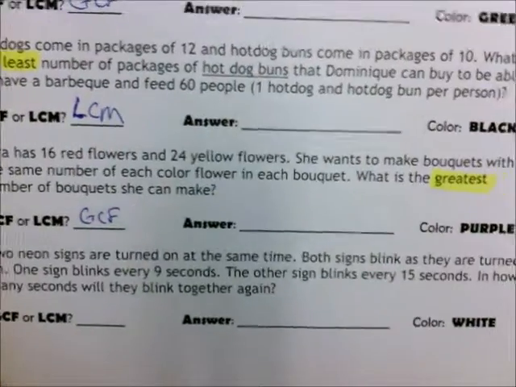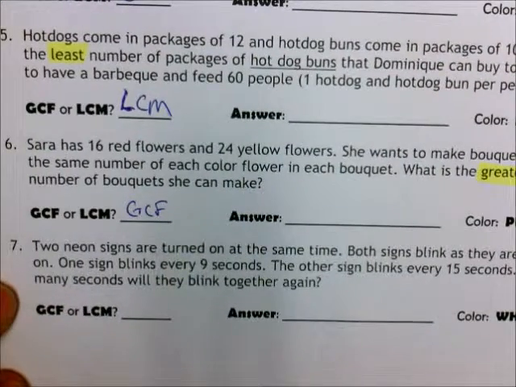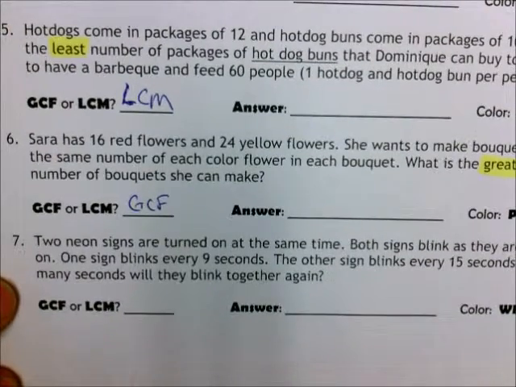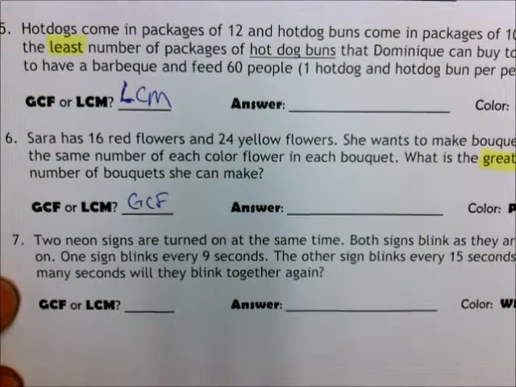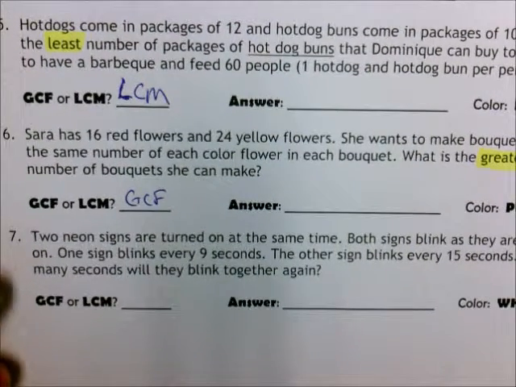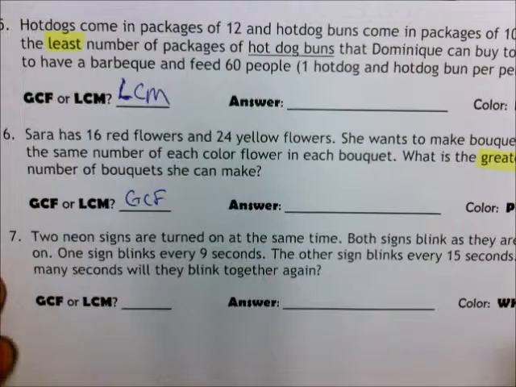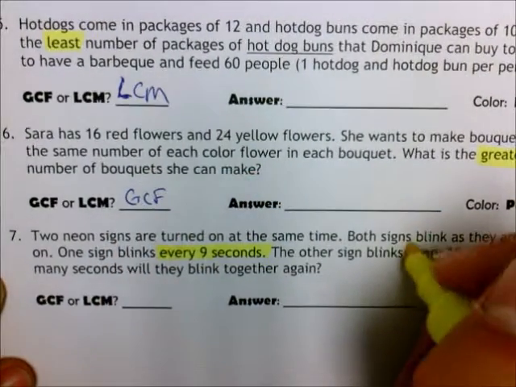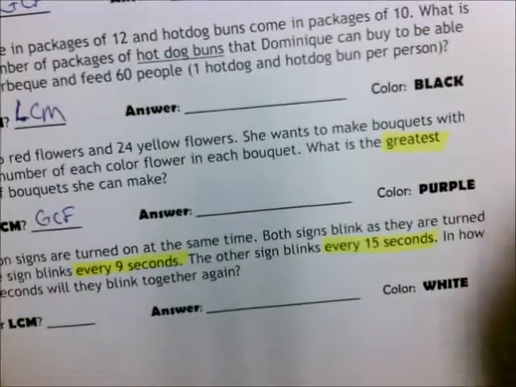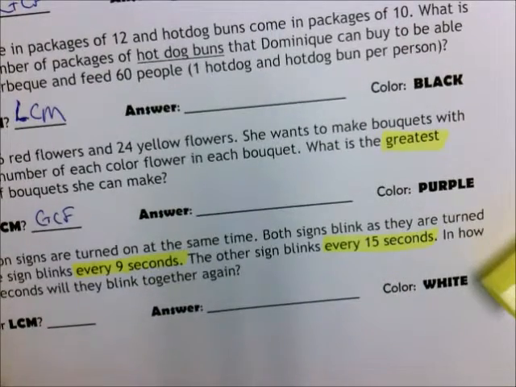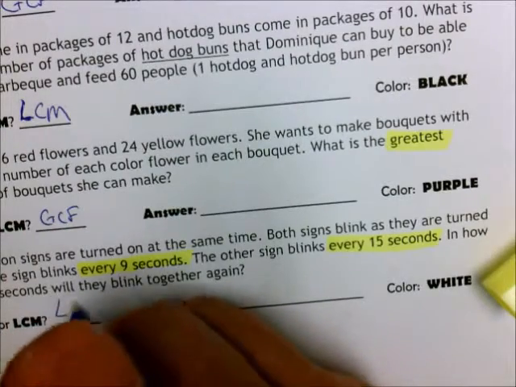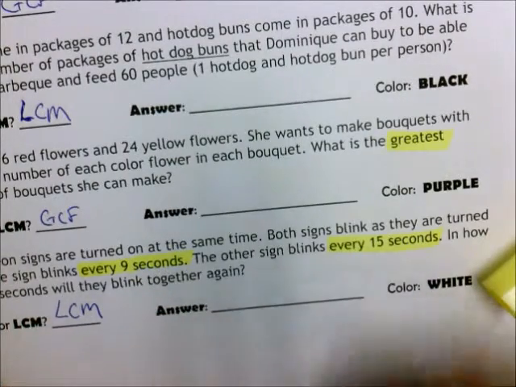And then 2 neon signs are turned on at the same time. Both signs blink as they are turned on. One sign blinks every 9 seconds. The other sign blinks every 15 seconds. And how many seconds will they blink together again? All right, this is kind of like that problem up there with every 10th student and every 6th student, versus every 9 seconds and every 15 seconds. And in this case, once again, we're going to be counting by 9s. We're going to be counting by 15s. This is an LCM problem.